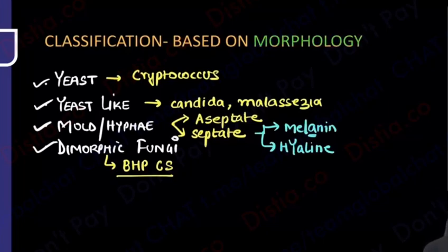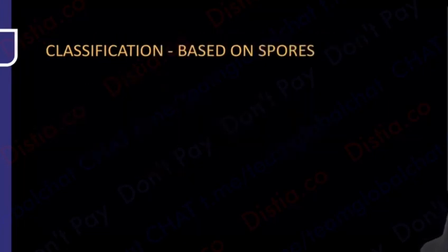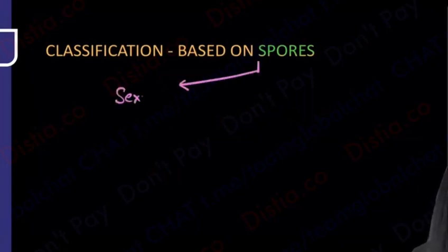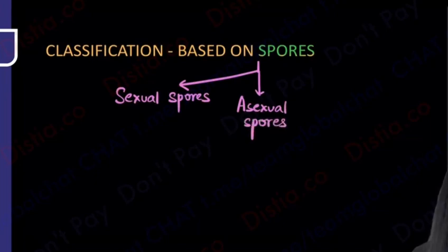Here I was only talking about the shapes. Now I'm going to move ahead and talk about the next form, which is based on the spores. So when I say based on the spores, every fungus can either have the presence of sexual spores, that's one possibility, or it is going to have the presence of asexual spores. So there are two things that it can have, that is sexual spores and asexual spores.